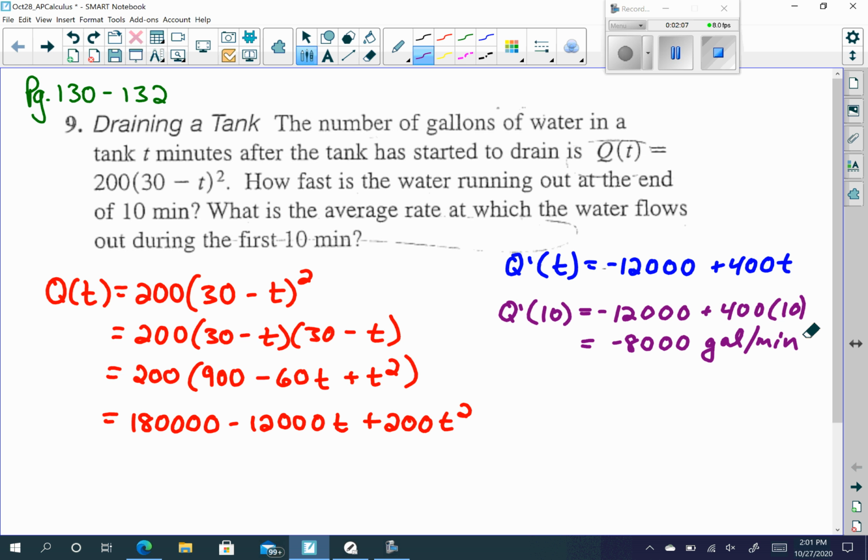So it is okay to leave it this way, but I always like, when it's asking a question like this, we like to answer it the same way. So the water is running out at a rate of 8,000 gallons per minute. Now, because we're using the phrase running out, that's indicating direction. So we don't need the negative here.